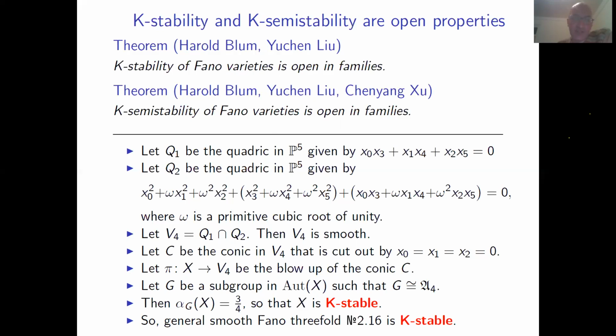In this case, this is just an example with the action of the group A5. Very small group, but one can show that this is probably one of the largest groups which can act on X. And the alpha invariant of X without group action is actually small. It's 1/2. But if you take into account this group, it actually jumps to 3/4. So it's K-stable by this Kento Fujita theorem. So using the openness result, we get that the general smooth Fano threefold in this family is K-stable.